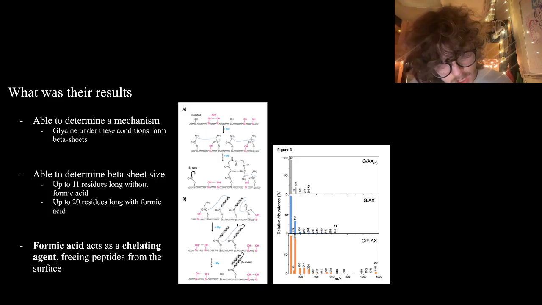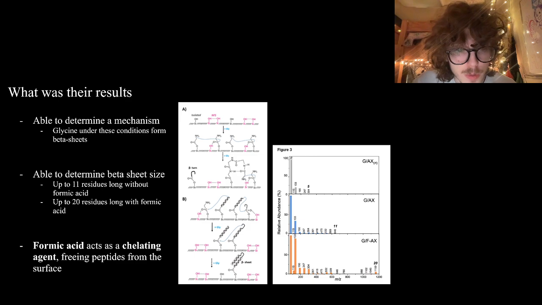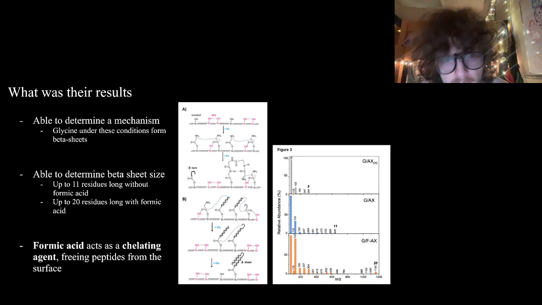Now, while the mechanism is helpful using the IR, they also found the overall sizes of peptides they were finding. If they didn't use formic acid, it would be 11 residues long. So the maximum peptide length that is being taken off the CVD or the silica surface without formic acid was only 11 residues long. So not very big compared to 20 residues long when formic acid was used.